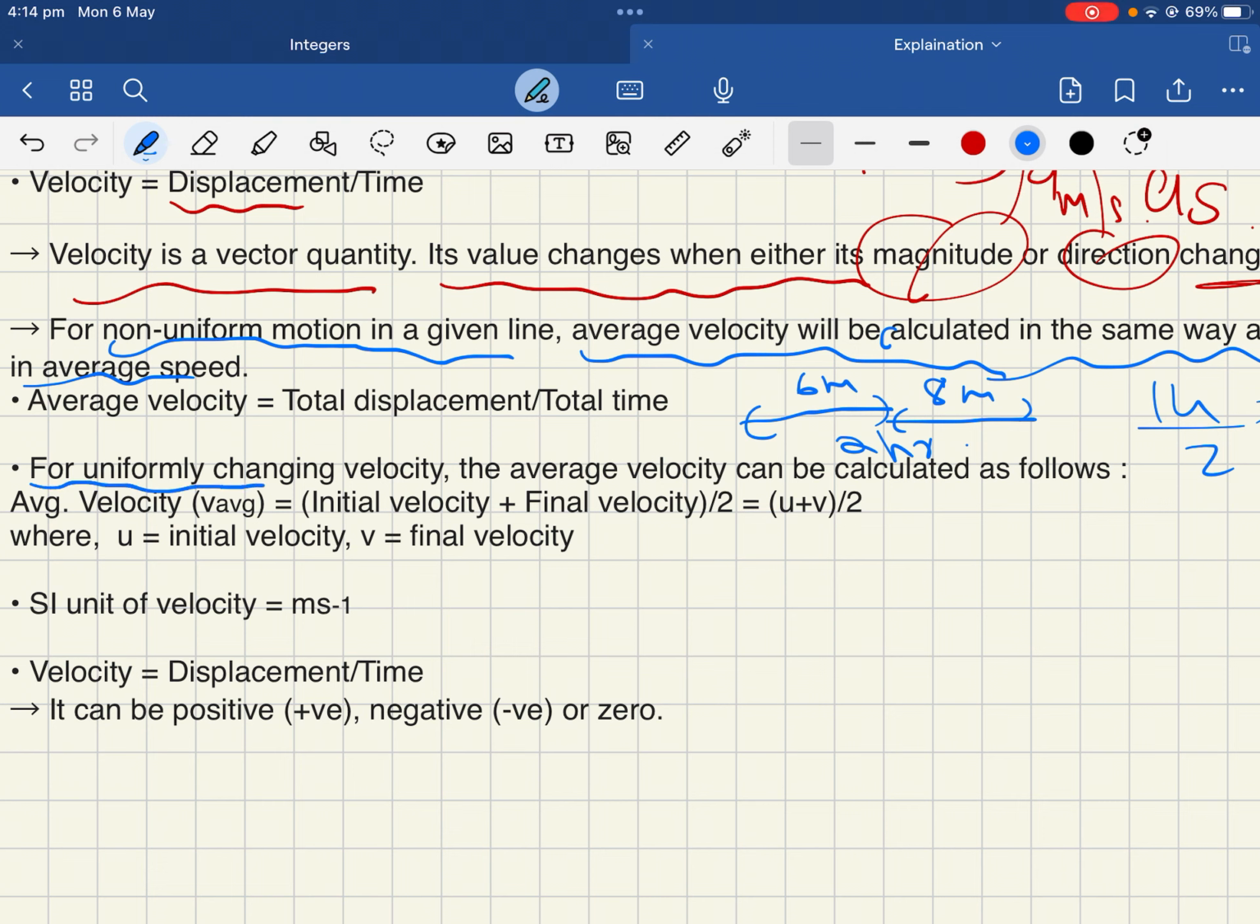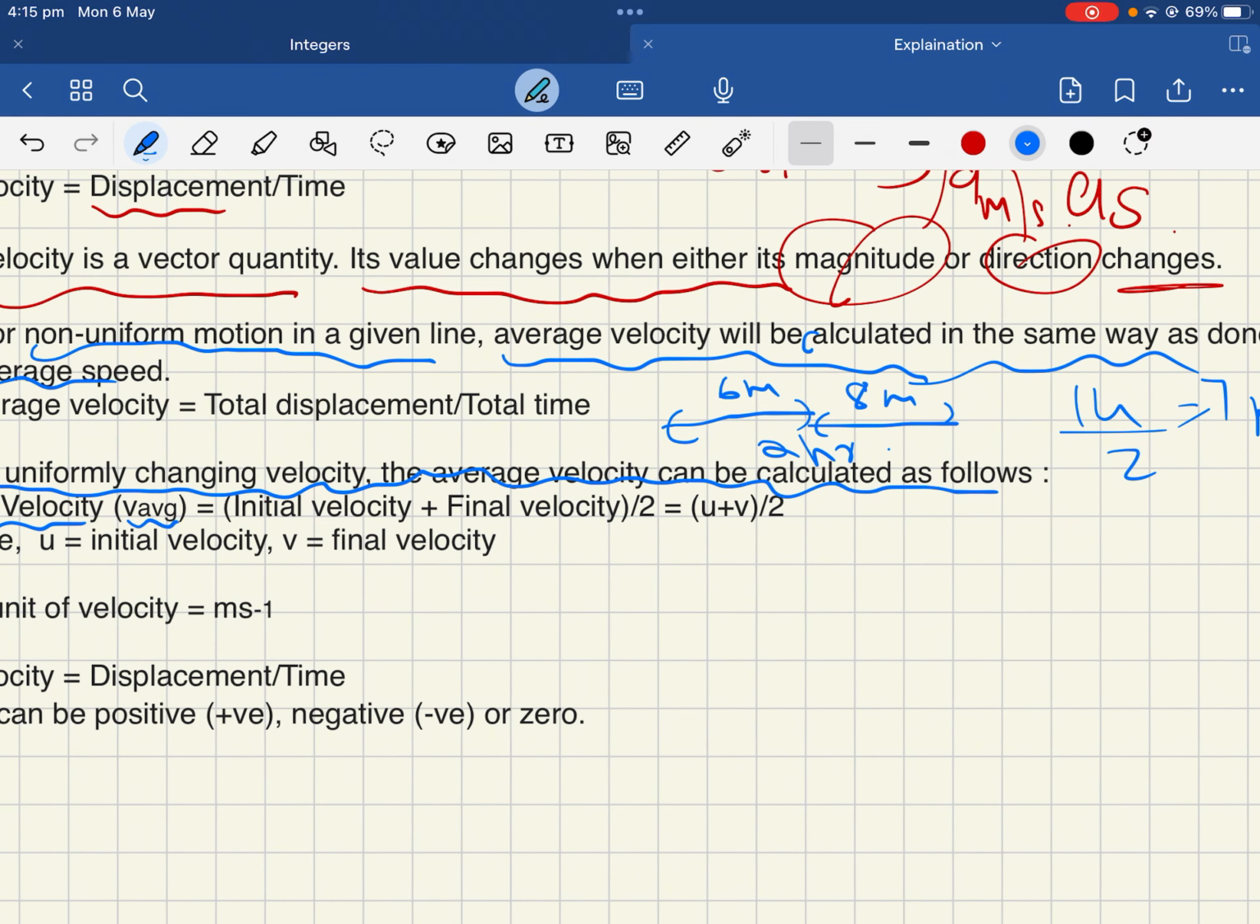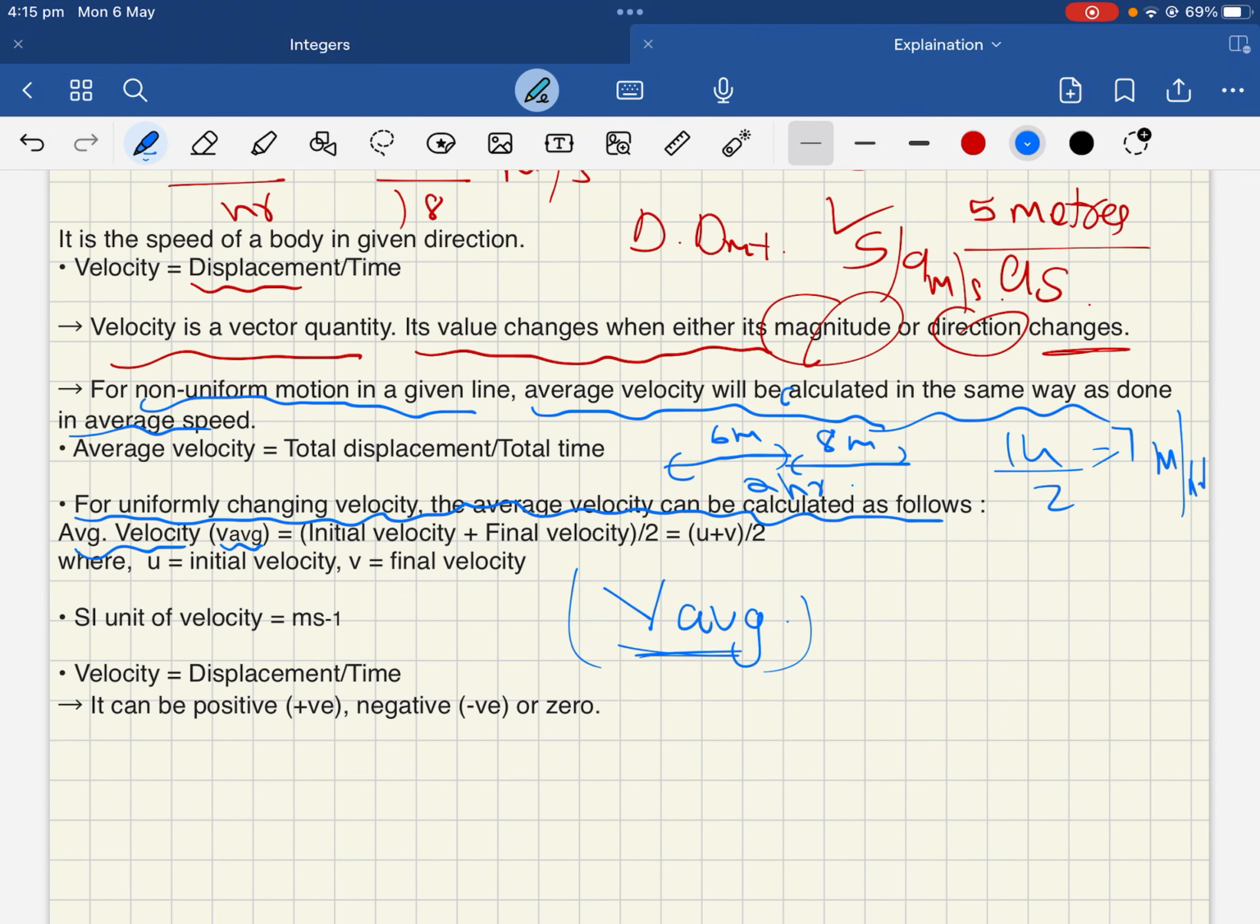For uniformly changing velocity, the average velocity can be calculated as follows. Average velocity, don't be confused when this comes in the exam. This just means average velocity. Average velocity is equal to initial velocity plus final velocity upon 2. Okay, so average velocity is equal to initial velocity plus final velocity upon 2.